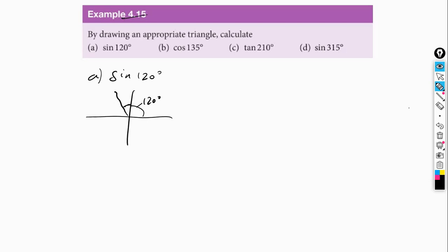Now in these cases what you're always going to do is use the x-axis as your reference. So how many degrees are left till we reach 180, which is the x-axis on this left-hand side? Remember, this is the x-axis and this is the y-axis. So how many degrees are left? If we have 120, we still have 60 more degrees to go. So 60 degrees right here is going to be our reference angle.